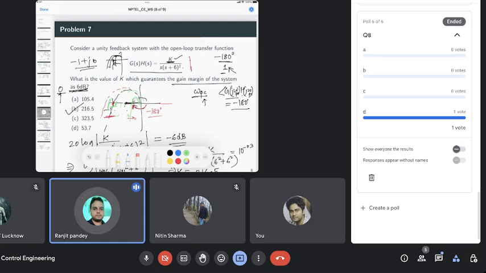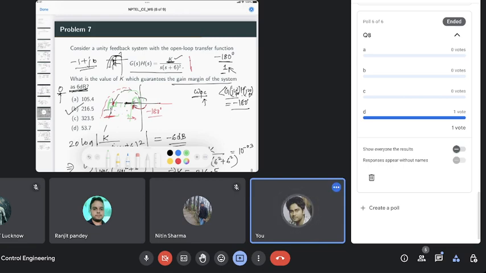Sir, if my system is in instability, then the phase angle is negative, and if the system is stable, then it is coming positive. Okay, so phase angle will be okay.